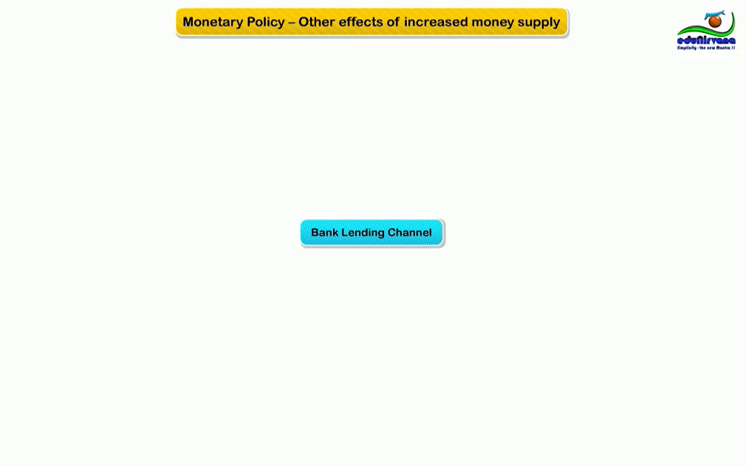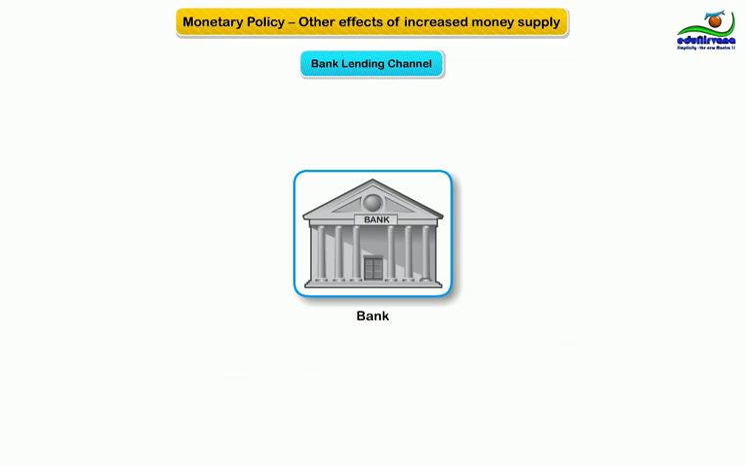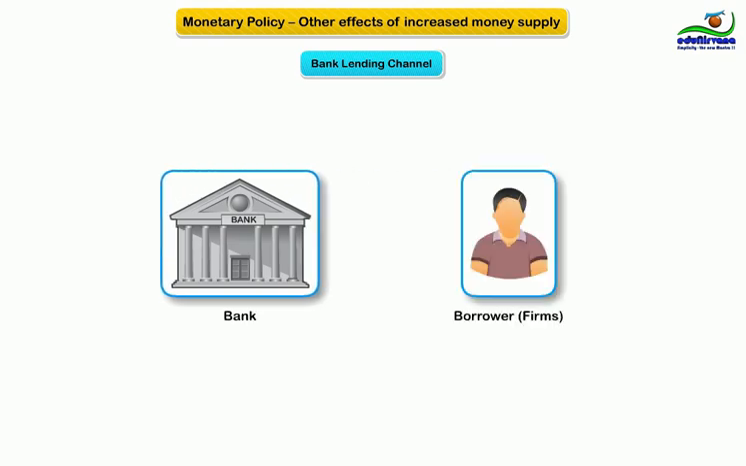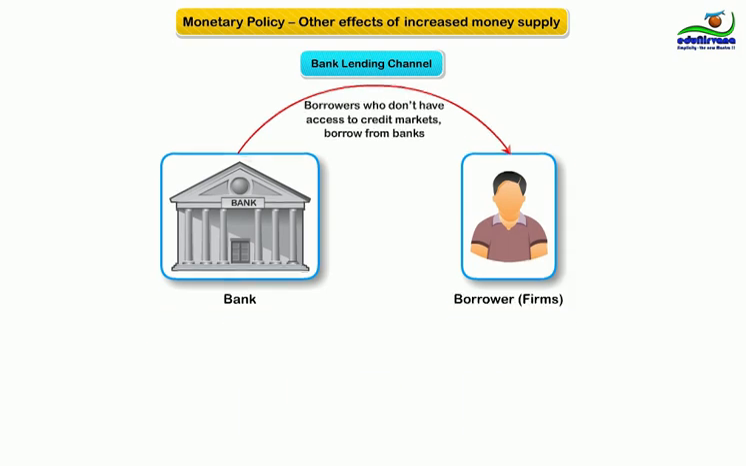The bank lending channel is based on the analysis which demonstrated that banks play a special role in the financial system because they are especially well suited to solve asymmetric information problems in credit markets. Because of banks' special role, certain borrowers will not have access to the credit markets unless they borrow from banks. As long as there is no perfect substitutability of retail bank deposits with other sources of funds, the bank lending channel of monetary transmission operates as follows.